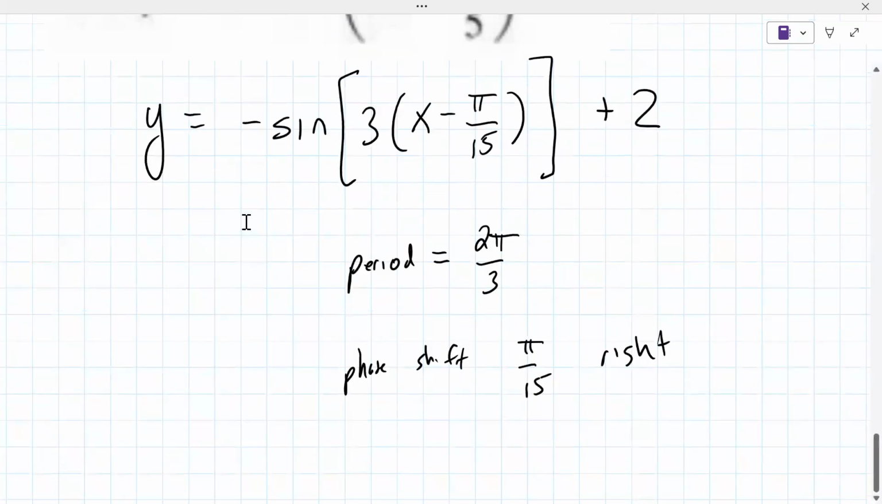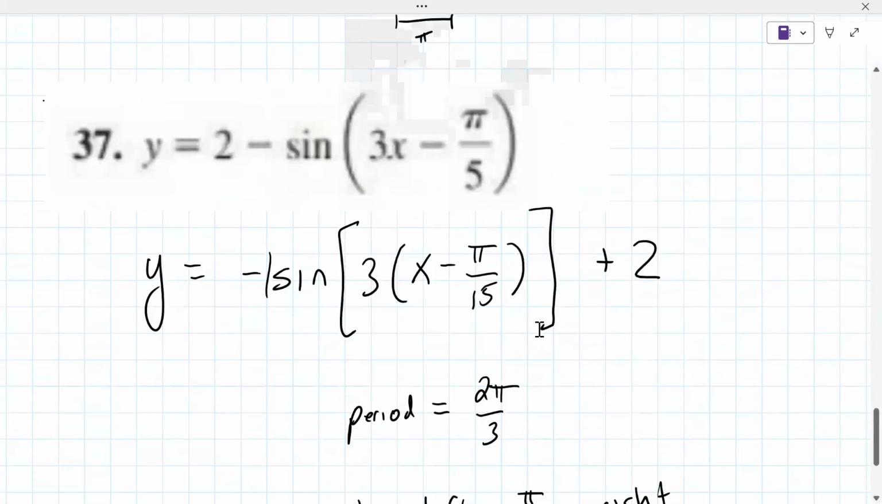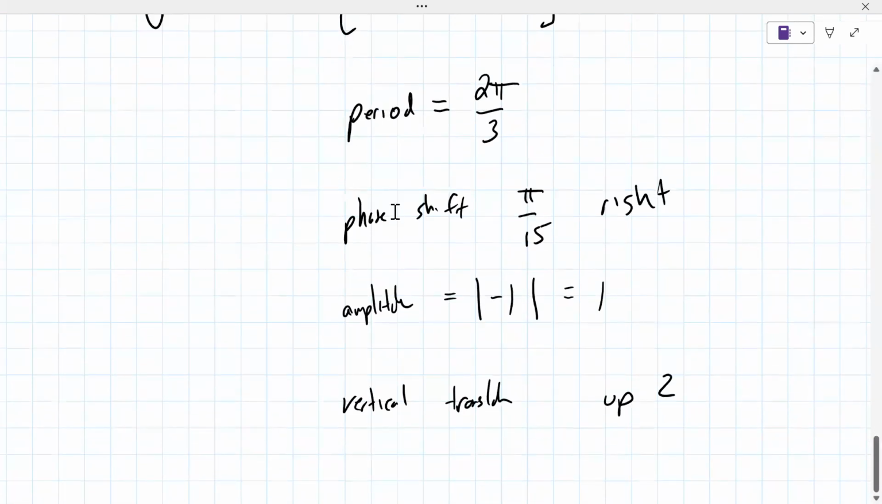All right, amplitude now. What is the number in front that is not written in this case? What are you taking the opposite value of in front here of sine? -1. It includes the sign. You're taking the absolute value, so it ends up being 1. And then vertical translation is up 2. Now, if you look at what I wrote and what the original is, is it clear why it's +2? Yeah. Okay. All right. So there you have it.